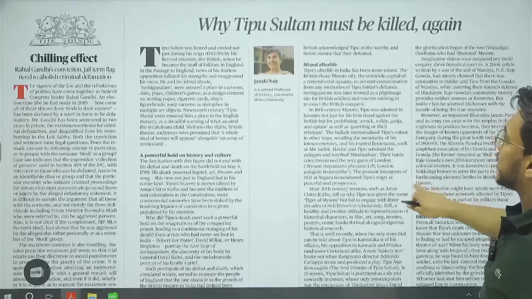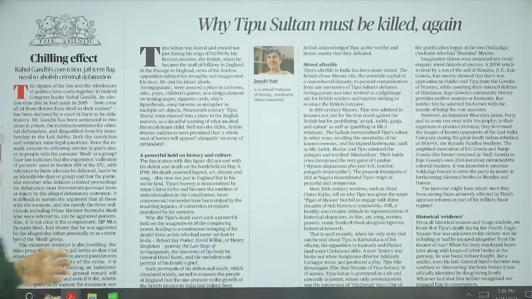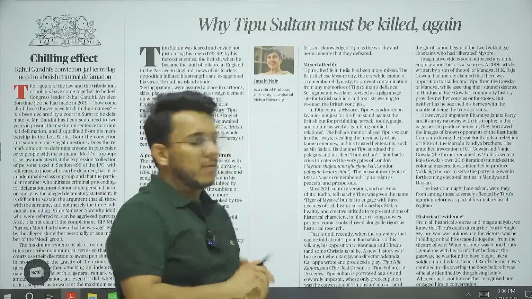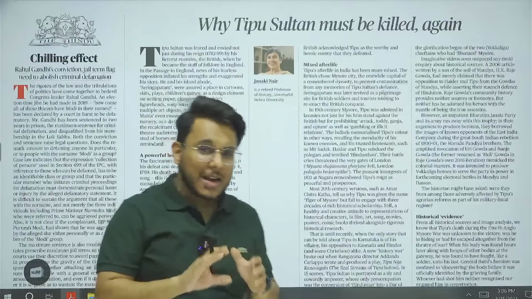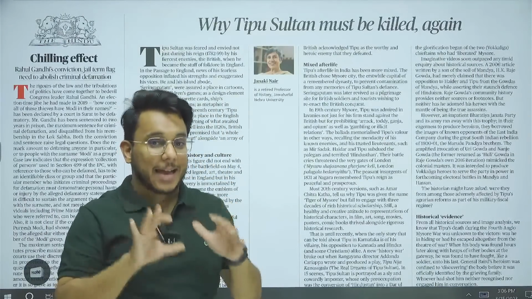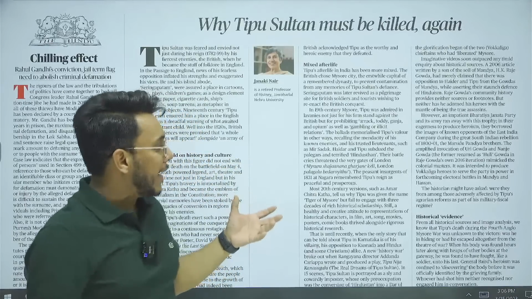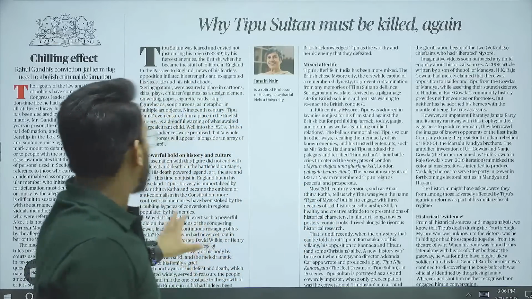Coming to the editorial page: why Tipu Sultan must be killed again. Now guys, when we talk about this particular article, it has been written with a lot of literary undertone. The article doesn't contain much academically relevant or important substance. However, if you want to read it for interest or leisure, you can do that.